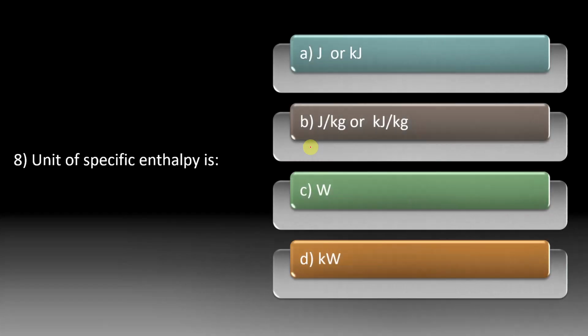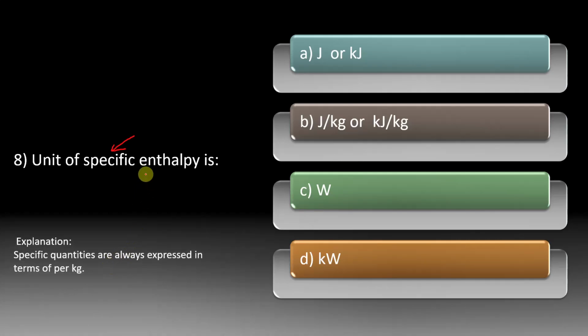Now, the unit of specific enthalpy. Again, the word specific enthalpy is important. We know that the unit of enthalpy is nothing but the joule. But as it is a specific enthalpy, specific quantities are always expressed in terms of per kg, and therefore it will be joule per kg or kilojoule per kg. That will be the correct answer.